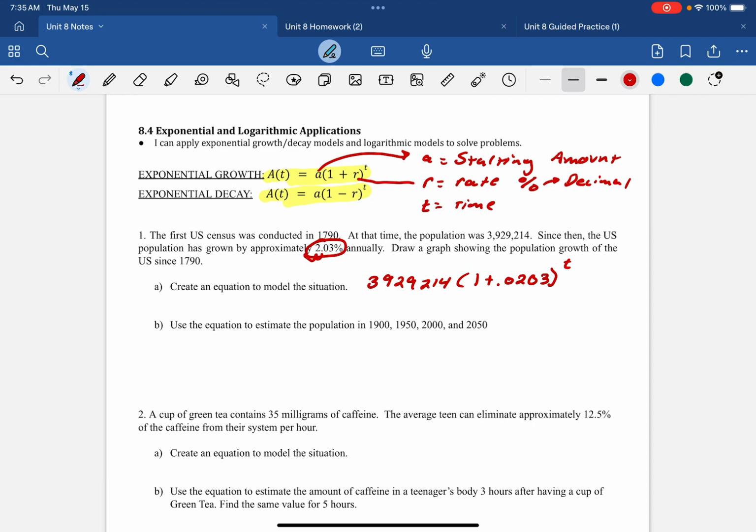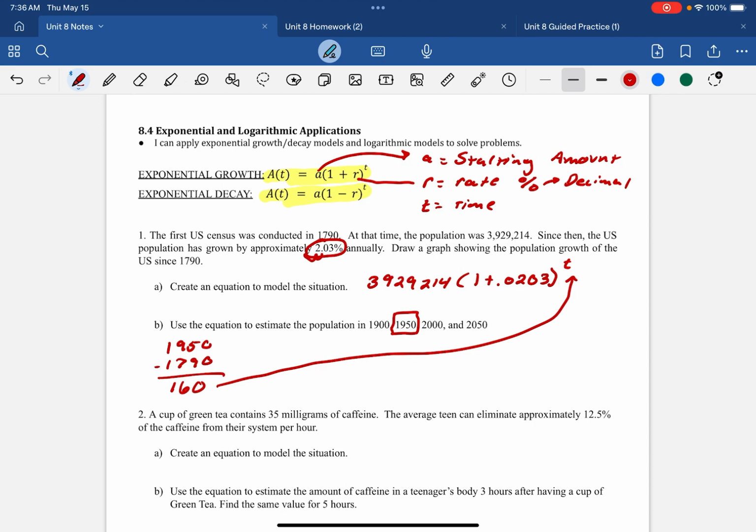So now in part B, it says use the equation to estimate the population in those 4 different years. I'm not going to do all those right now. Let's pick 1950. So to put the years in that T, or for that exponent, I have to take 1950 and subtract the starting time, which was 1790. That's going to be 160. So I'm going to take 160 and plug it right into that exponent.